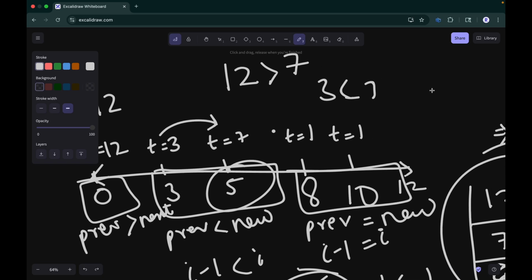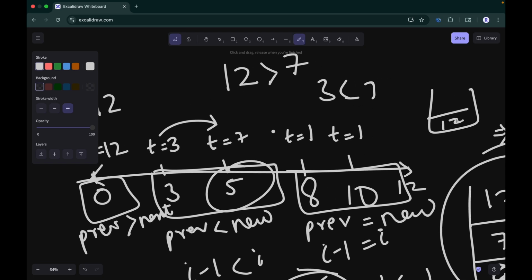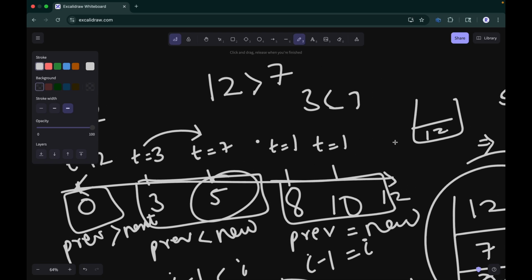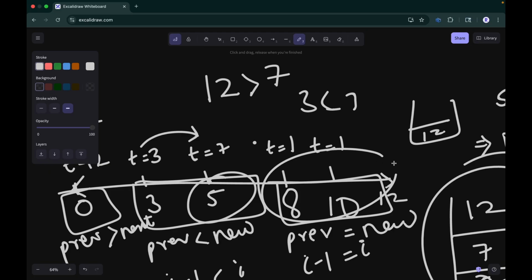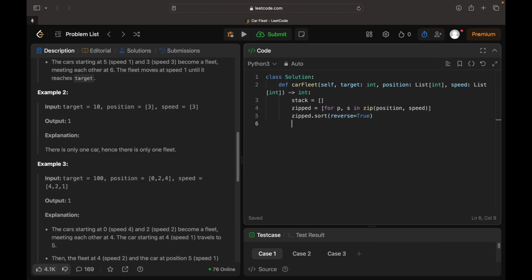I can't add 12 because 12 was never the blocker for me. The blocker is the cars that are ahead. That's why we are sorting it. And then what we're going to do is loop over every element in the zipped array. So we have position and speed in zipped. This is the benefit I was talking about.